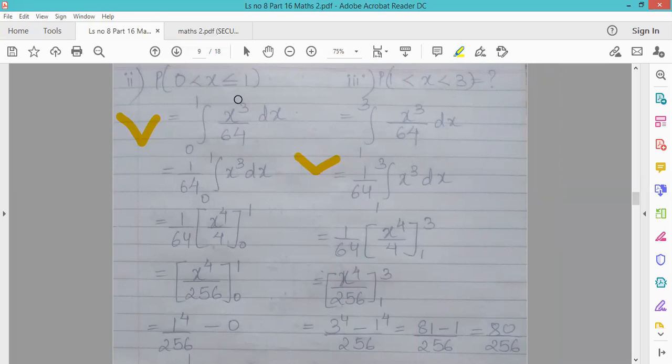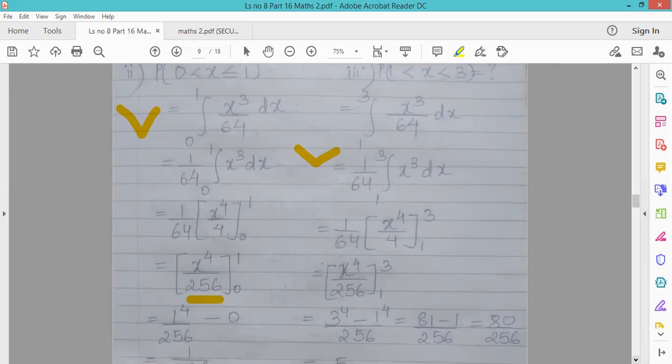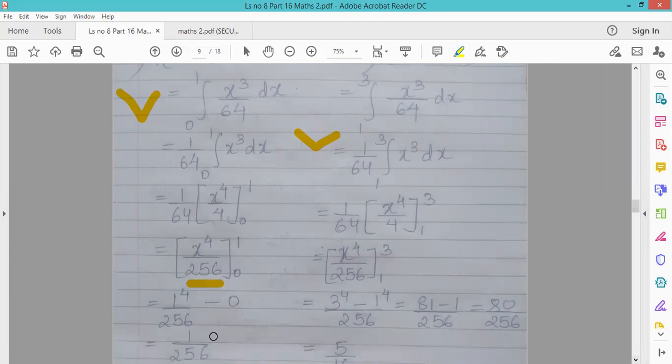So you can just have a look at the possibilities. Coming to the first condition, 0 less than x less than or equal to 1. So integration 0 to 1 x cube by 64 dx. I'll take 1 upon 64 outside. Integral of x cube is x raised to 4 upon 4, so x raised to 4 by 256. The upper limit you will be putting is 1. So 1 raised to 4 upon 256 minus 0. Answer is 1 upon 256.